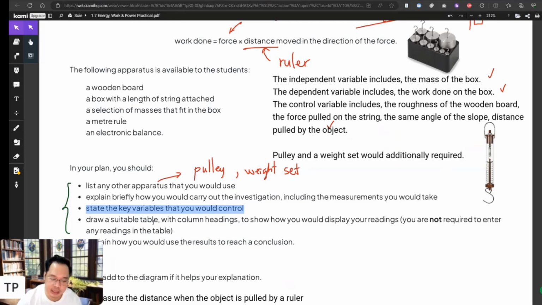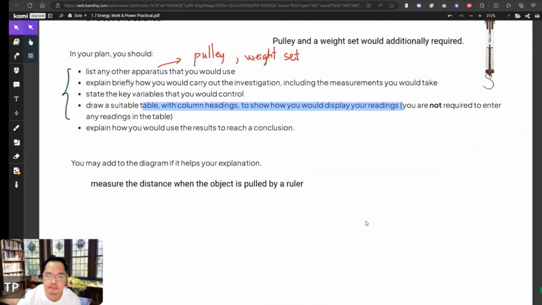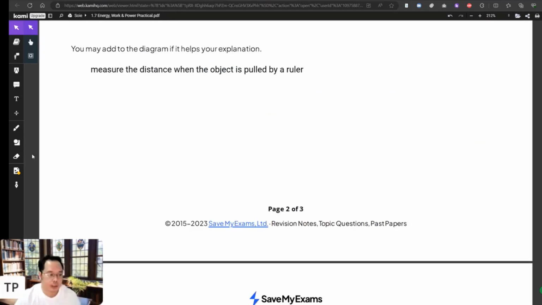Draw a suitable table with column headings to show what data you're recording. Okay, please try doing that. A table, how many columns do you need and what are the names of the headings? You can draw a table with the shape tool.